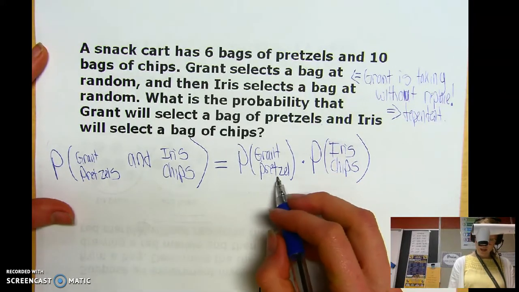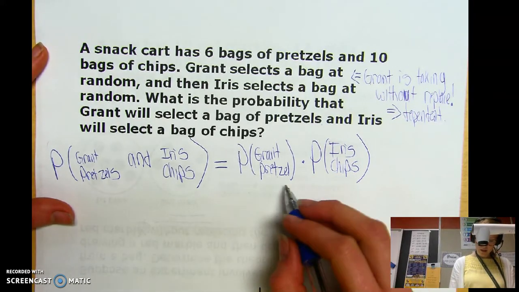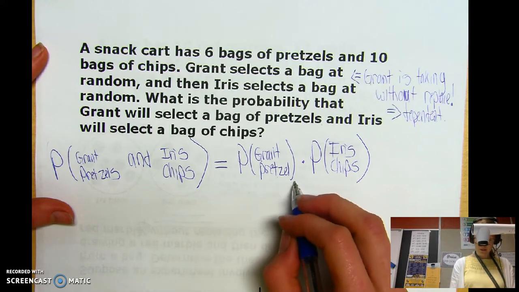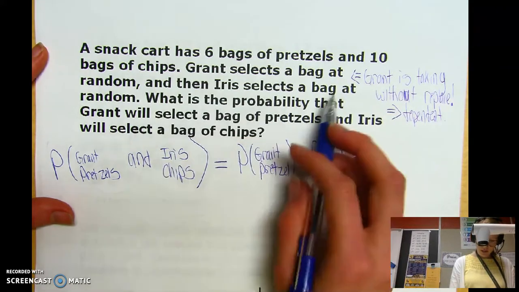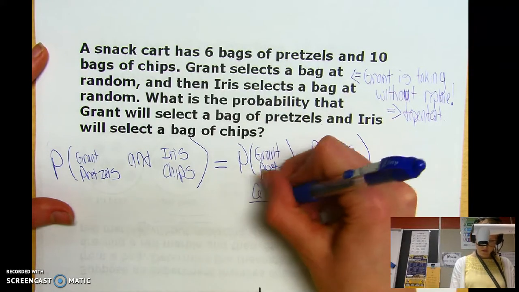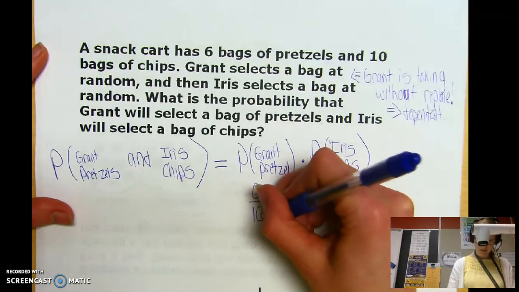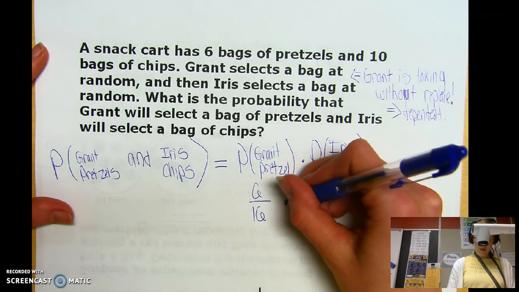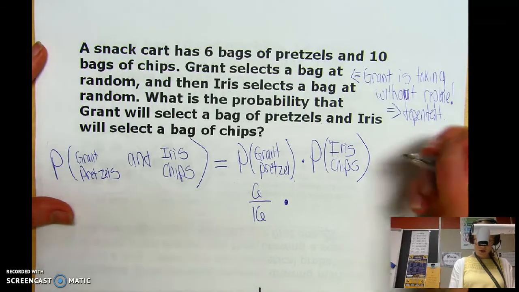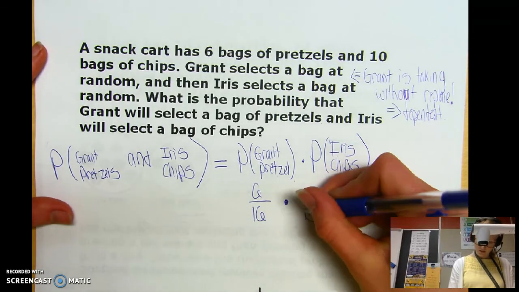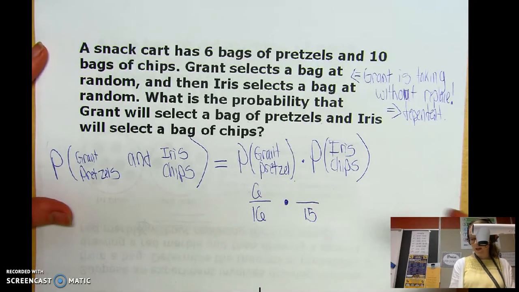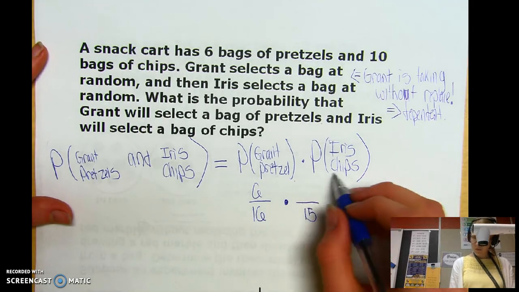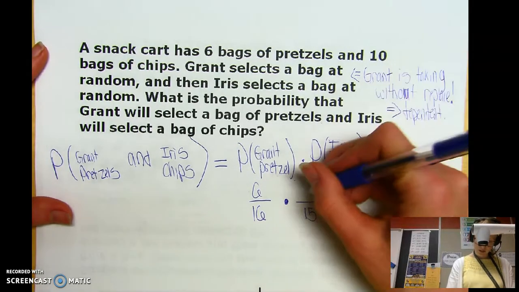But now this time, when I look at the probability Grant selects a pretzel, remember there are 6 bags of pretzels out of a total of 16 bags. So one of those bags is gone, so when it comes to be Iris's turn, there are only going to be 15 bags left for her to grab. And then the idea is how many of those are chips? That's what we're looking for here. There are 10 of them.